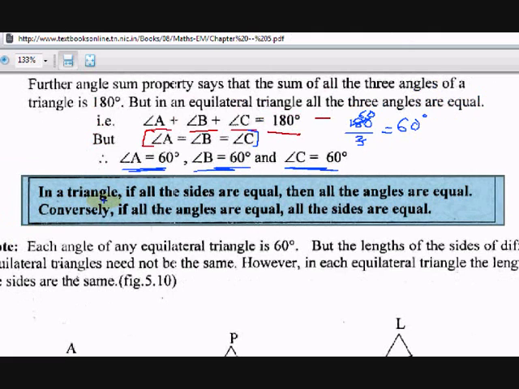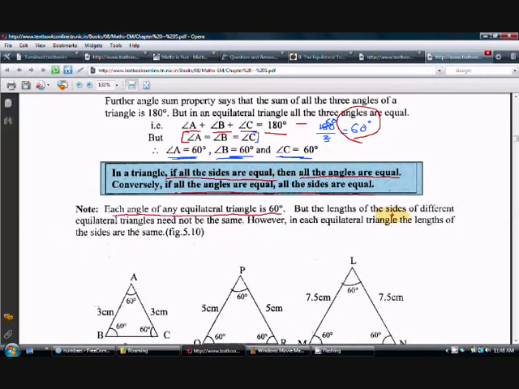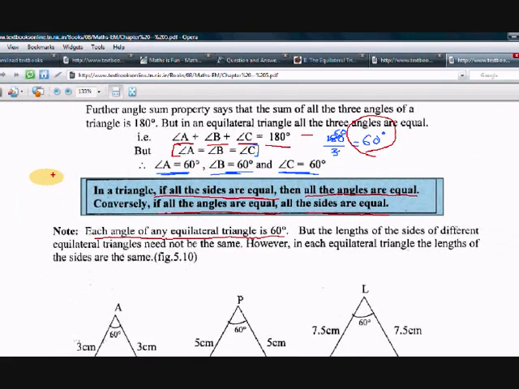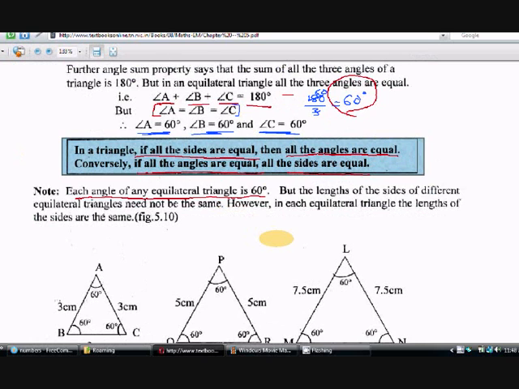In an equilateral triangle, all sides are equal, all angles are equal, and if all the angles are equal, all sides are equal. You can say it either way. Okay. And each angle of any equilateral triangle is equal to how much? 60 degrees in an equilateral triangle. Okay. But the lengths of the sides of different equilateral triangles may be different. What do we mean by that?